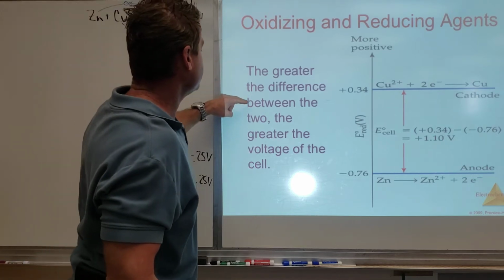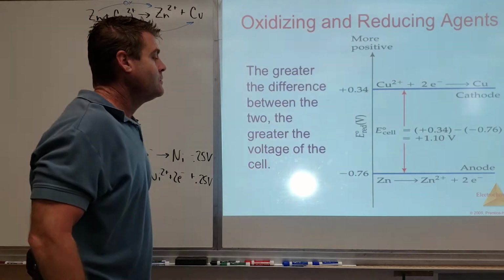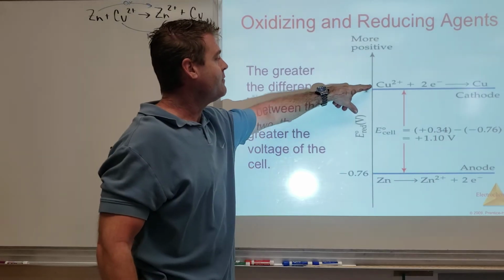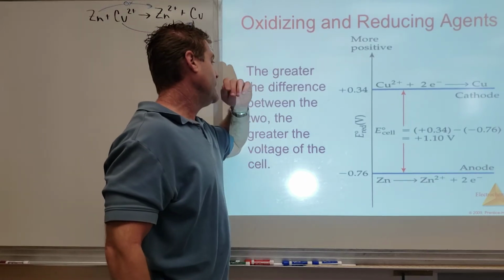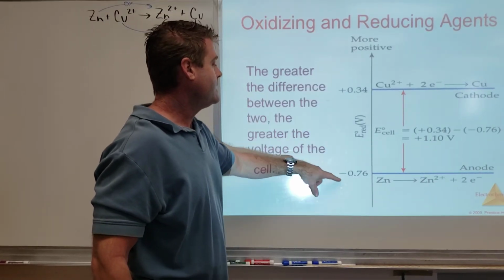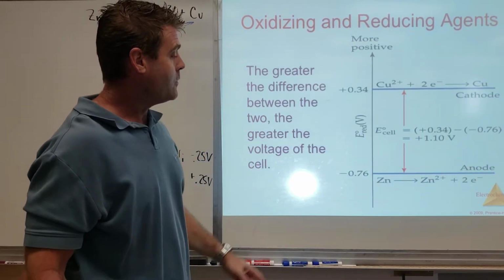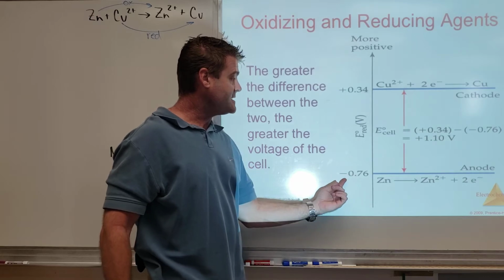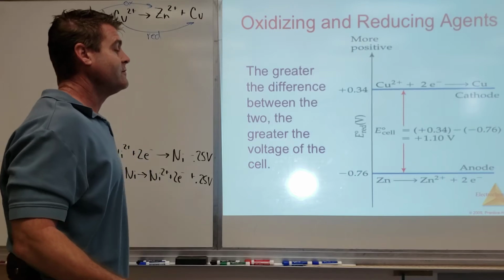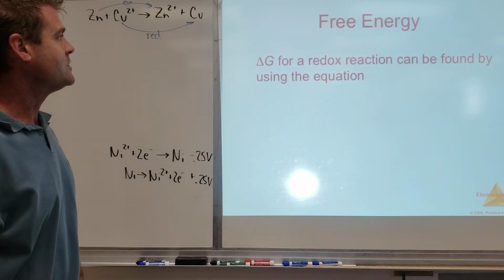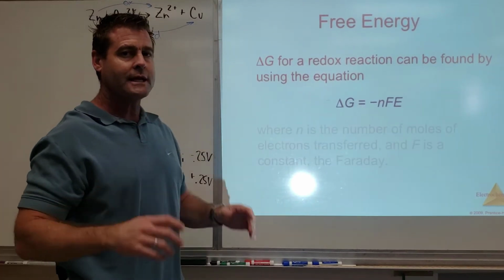Okay, and that's what's saying: the greater the difference between the two, the greater the voltage of the cell. In this case, we took copper, which had a plus 0.34 reduction potential, and zinc, which had a negative 0.76 reduction potential. And then remember what we did? Since the zinc's being oxidized, we changed the sign, and then we add those together, and the 1.1 volts was the result.